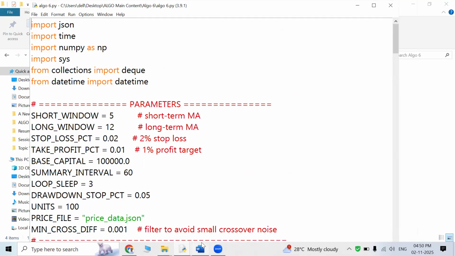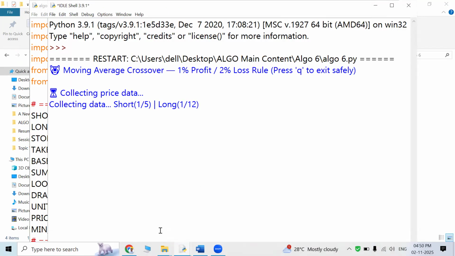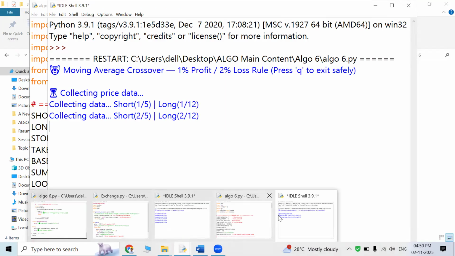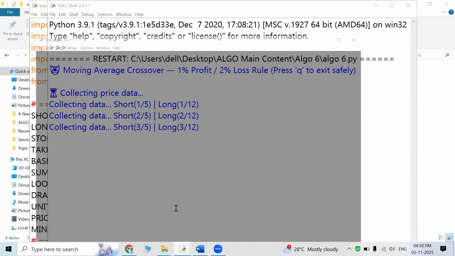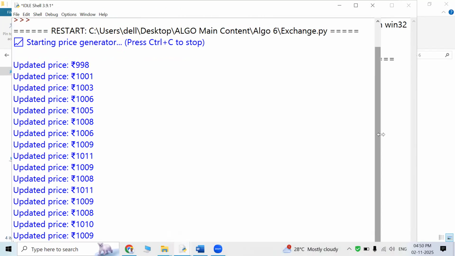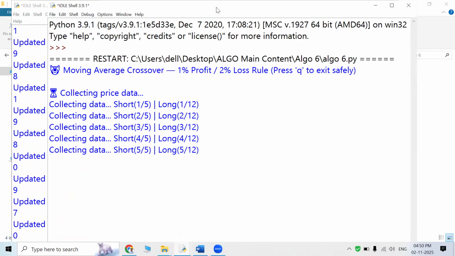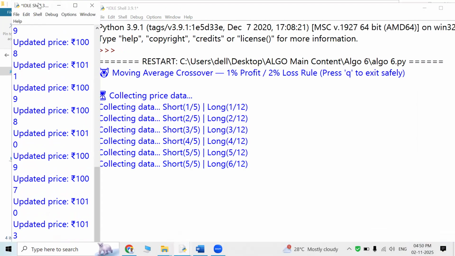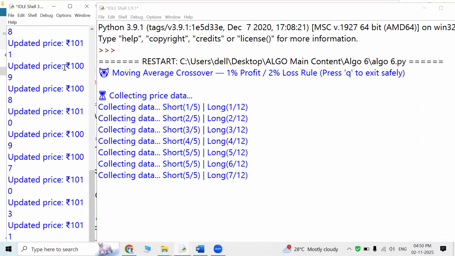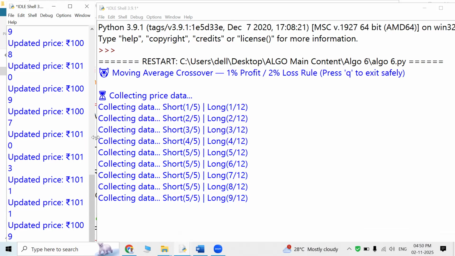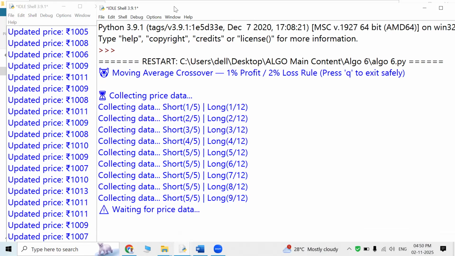Okay, this is my algo. Now I'm going to run it. We will keep both windows side by side. This is my exchange and this is my algo. Let me align them so that we can see both together. The price is changing continuously.